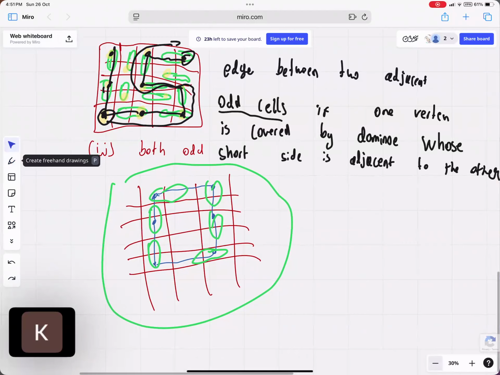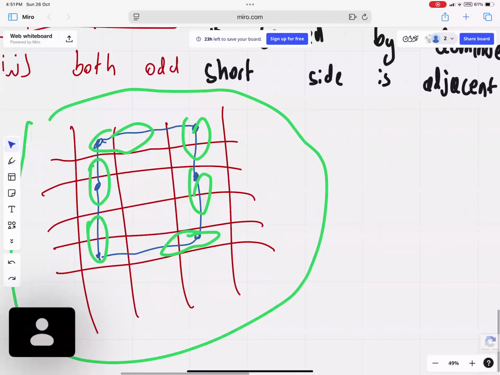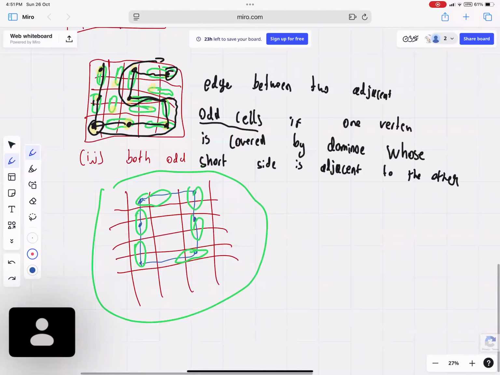Because whatever is in this place has to be tiled by dominoes. And we're assuming the hole is not in this place, because the hole is at the very corner.